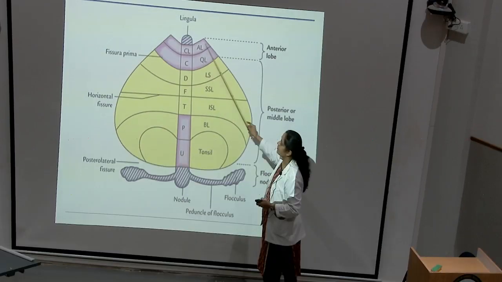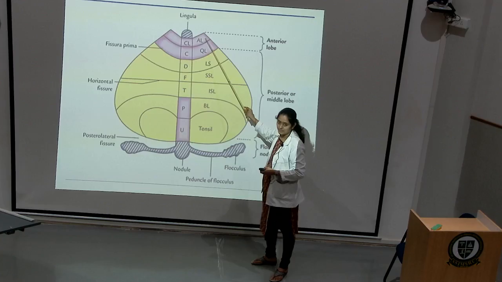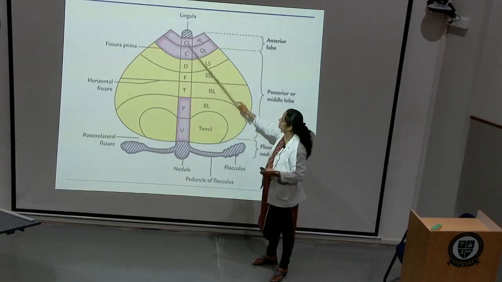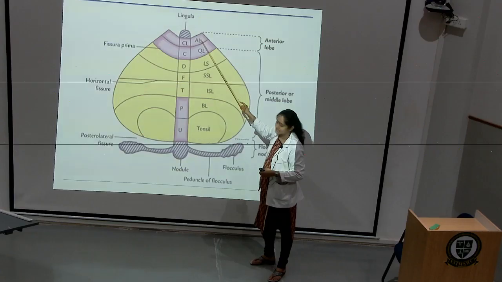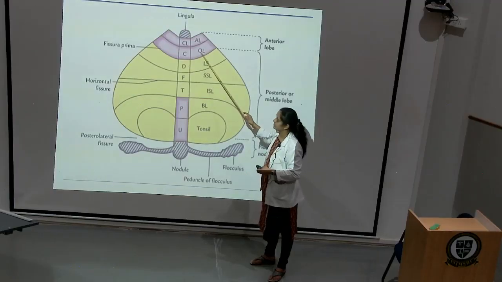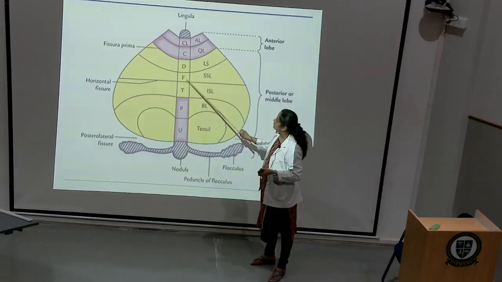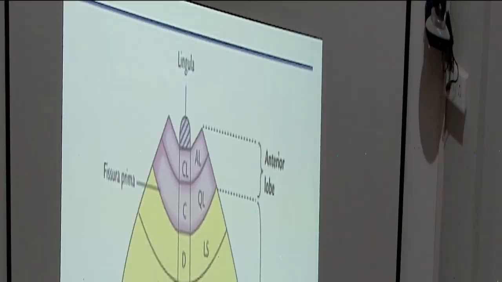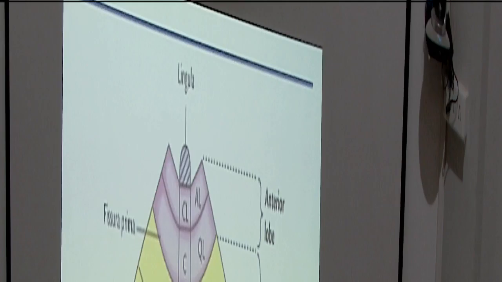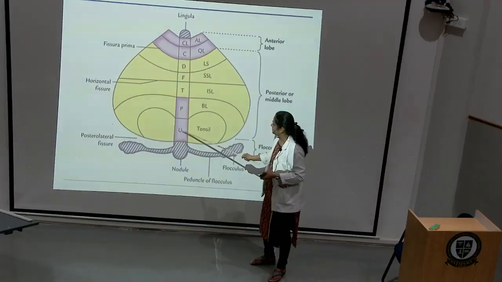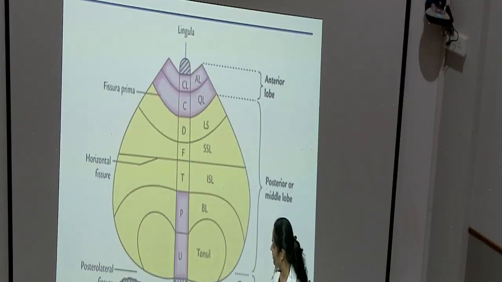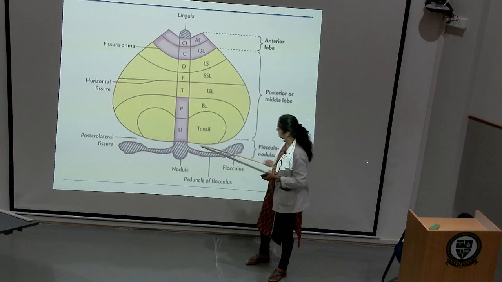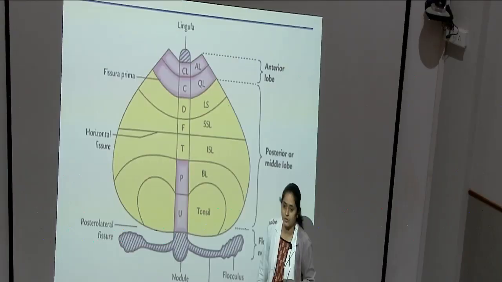Their corresponding elongations on the cerebellar hemisphere are as follows. Lingula does not have any lateral extension. Central lobule has what is called the ala. Culmen has what is called the quadrangular lobule. Declive has the lobulus simplex. Folium has the superior semilunar lobule. This one has the inferior semilunar lobule. Pyramid has the biventral lobule. Uvula has the tonsil and nodule is related to the flocculus. So this together is called the flocculonodular lobe.